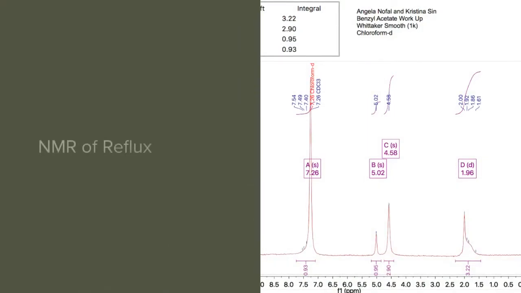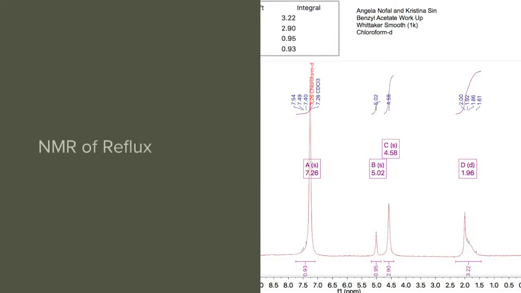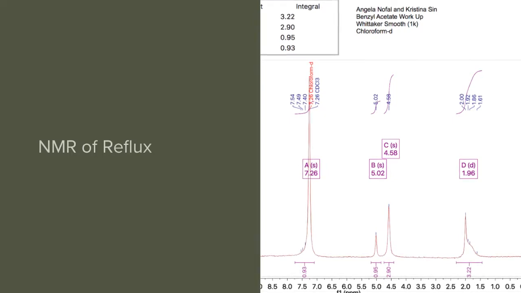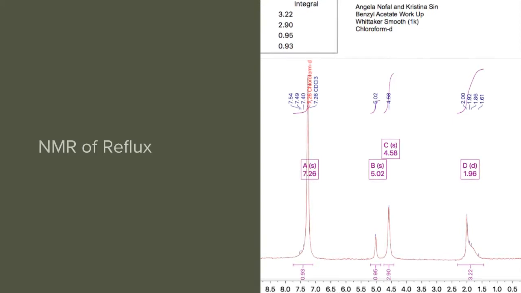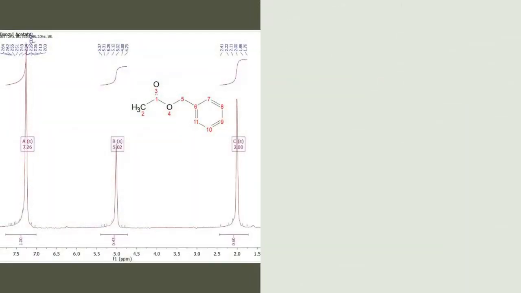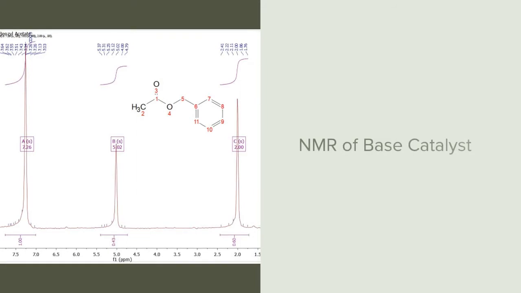Our NMR was successful in indicating benzyl acetate. The D signal at a shift of 1.95 ppm is likely the methyl group on the end of the molecule. Signal B represents the CH2 group between the benzene ring and the ester. Finally, signal A shows the CH groups on the benzene ring, as well as the solvent. The NMR results for the base catalyst reaction is evidence of the presence of benzyl acetate.